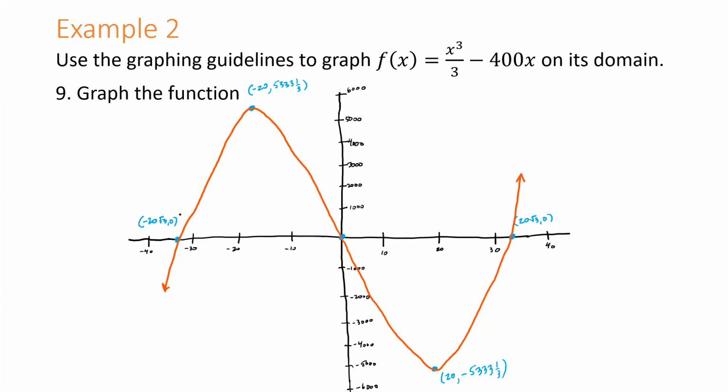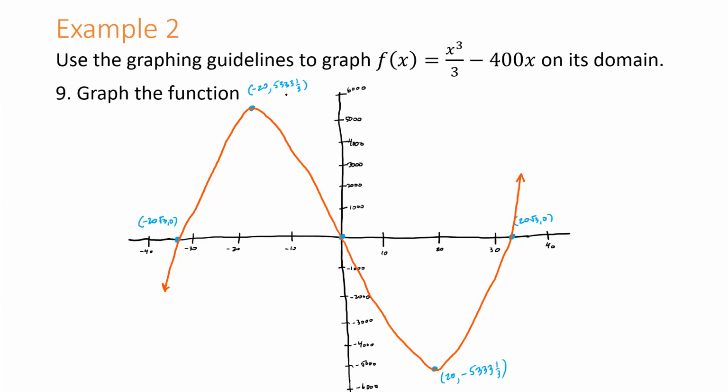Increasing from negative infinity to negative 20, decreasing from negative 20 to positive 20, and then increasing again from 20 to positive infinity. So just making sure here we're getting the right curvature. It's curving downward here, and it's curving upward here. Okay.